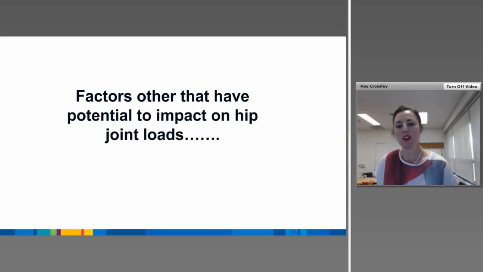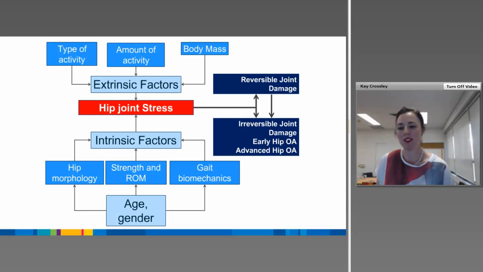So if we think about the factors that have the potential to impact on hip joint load, this gives us a really nice model to consider what are the things that we may target in our rehabilitation program. So what we see here is a model of factors that can affect stress within the hip joint. In the middle of our picture here, we have hip joint stress. And this can be affected by extrinsic factors such as the type of activity that someone does, the amount of activity that someone does, or their body mass.